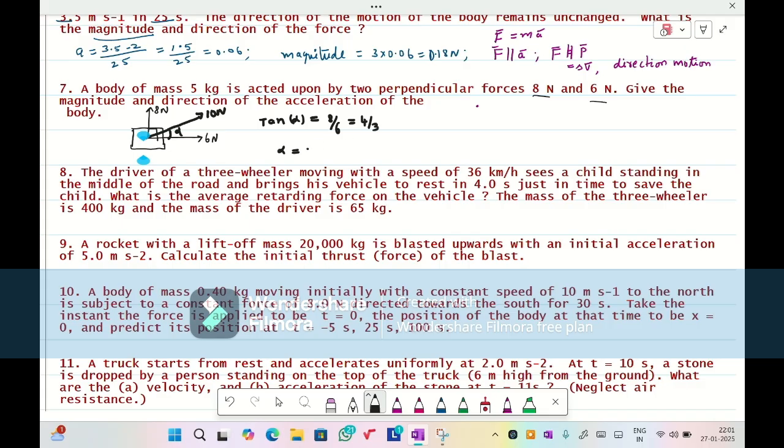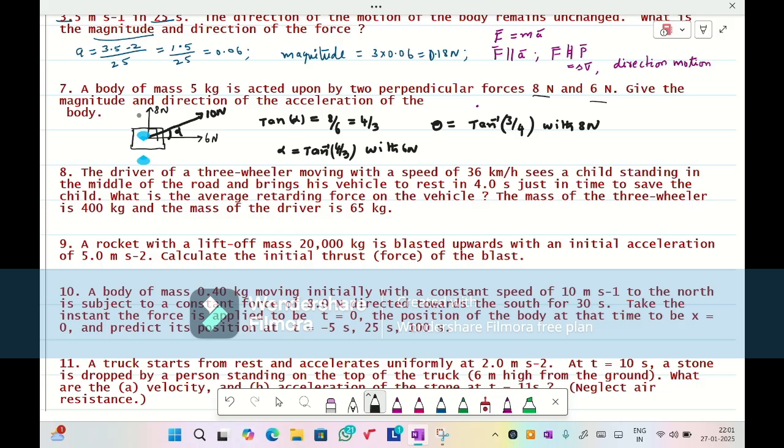Then alpha is equal to tan inverse 4 by 3 with the 6 newtons. So automatically with the 8 newtons it will be tan inverse 3 by 4. Theta is equal to 90 minus alpha, that equals cot inverse 4 by 3 or tan inverse 3 by 4. Both are the same. With 8 newtons, this is the angle made by the resultant force vector.